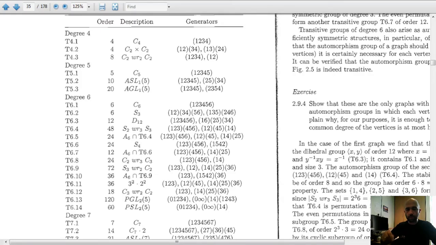So if we look up the list again, let me go back to the list, we can eliminate 3 more subgroups, not just because of order, but because of this particular cycle type. So on the right side of this table, you see generators of the given group. So for example, if you look at T6.10, you'll see that there's a 3 cycle (1, 2, 3). So that group contains a 3 cycle. Likewise, 6.11 contains a 3 cycle, and 6.12 contains a 3 cycle. So now these are out of the game.